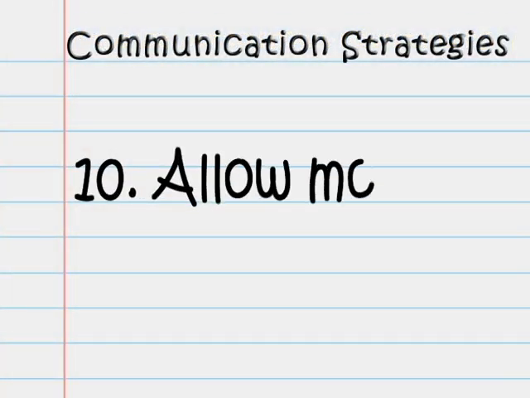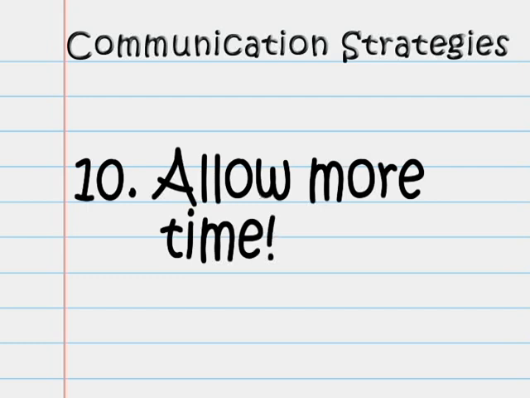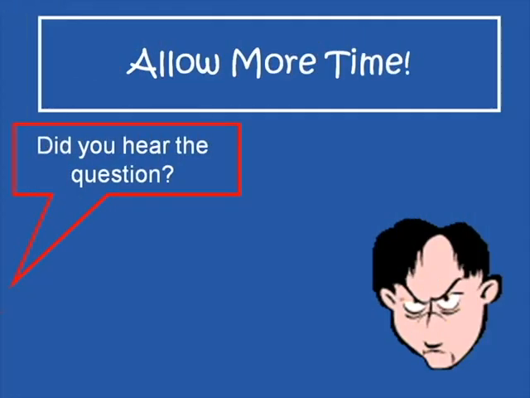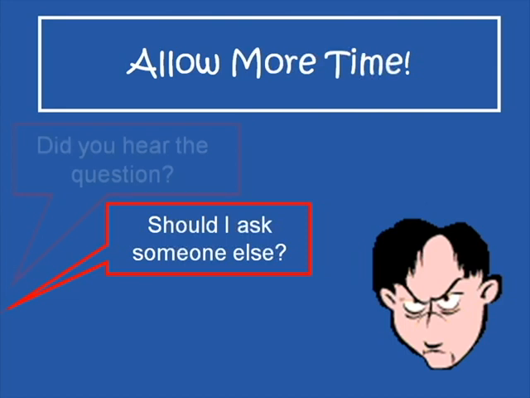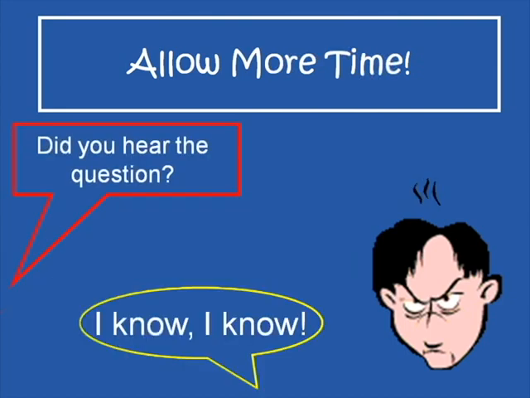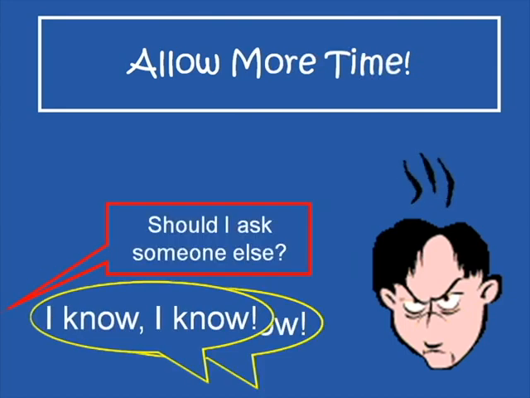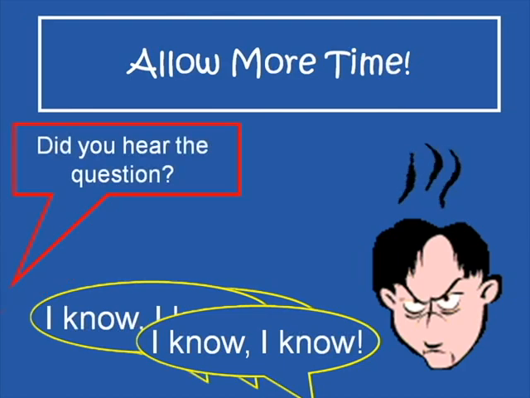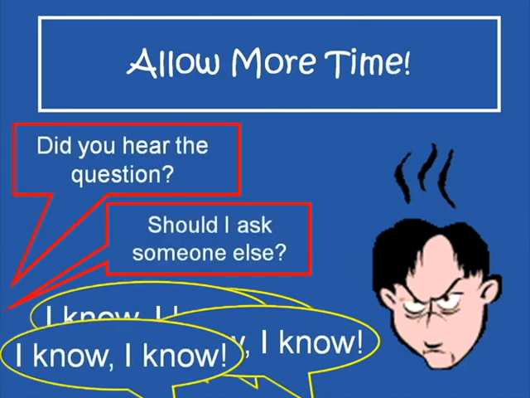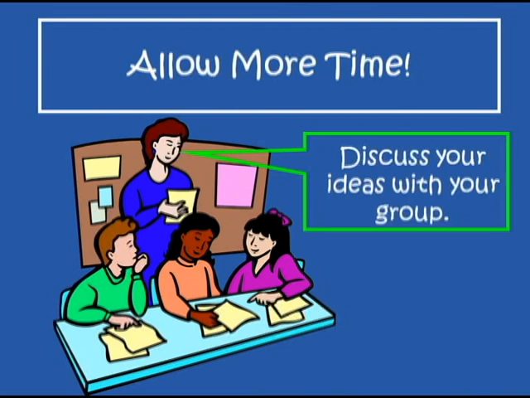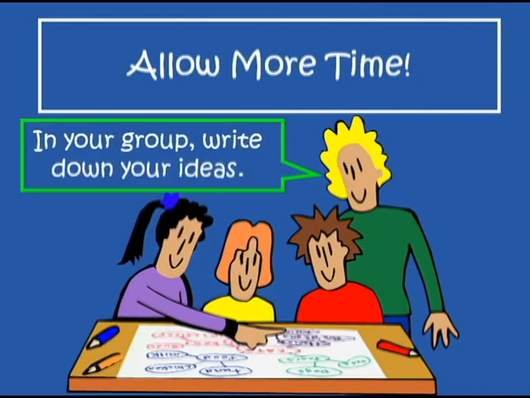Strategy number 10. Allow more time. For an educator, there can be many time-related pressures in a classroom. The need to cover curriculum and impatience from other learners are 2 examples. However, all learners need an opportunity to contribute. Allow time for learners to process what you are saying to them. Then, allow more time for them to process how they wish to reply.